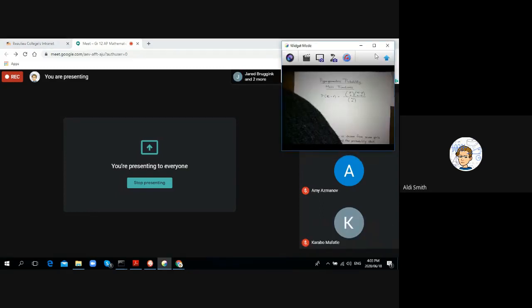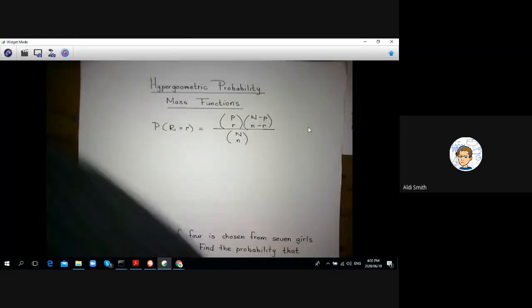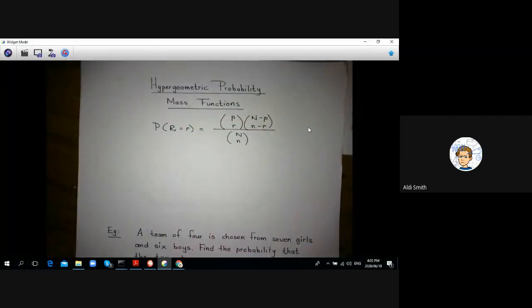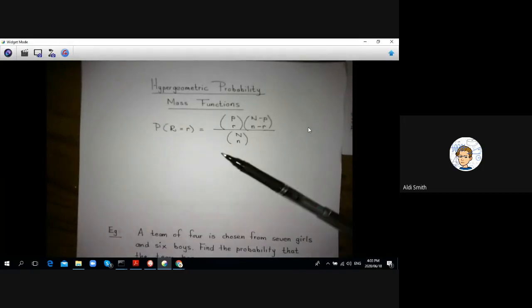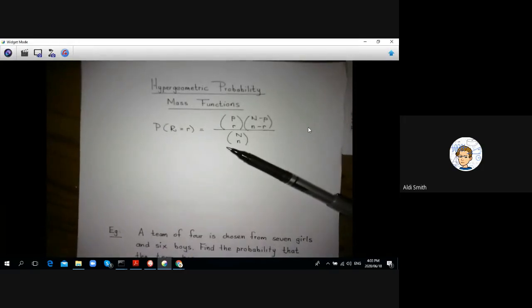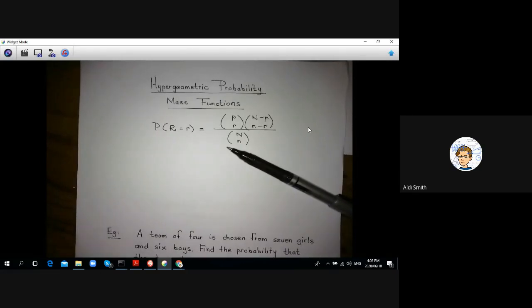Just want to check that you can all see the page I'm referring to over here. Let me just fix the focus. Wow, that actually made it worse. Let's try again. There we go. That's a bit better.